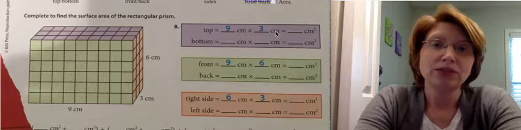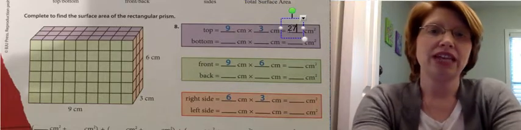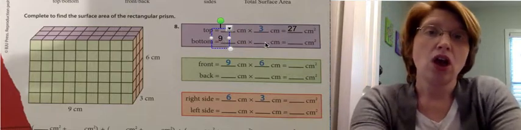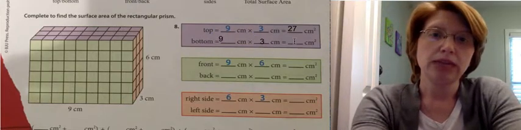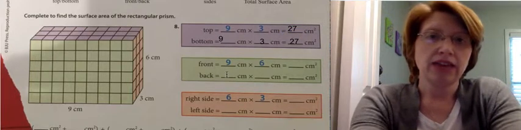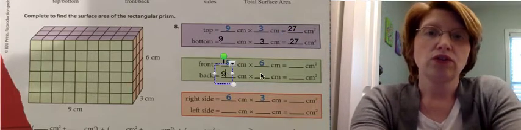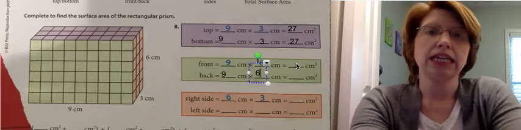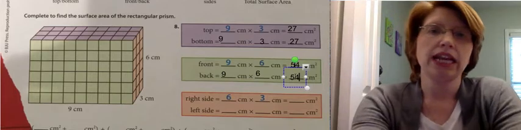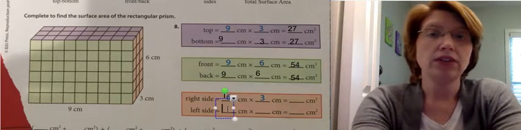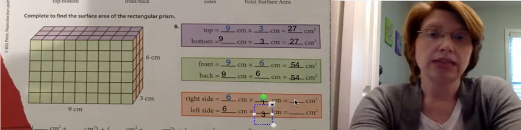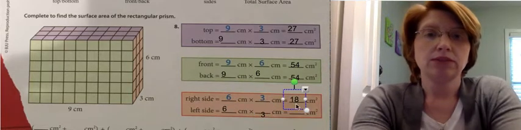So 9 times 3 is 27, and if we understand that top and bottom are the same, all we need to do is repeat that. So 9 times 3 is 27. They've given you the measurements for front and back, which is 9 times 6. 9 times 6 is 54. So we're going to write that in there twice. They've already given you the right side. And now the left side is going to be exactly the same. 6 times 3 is 18.